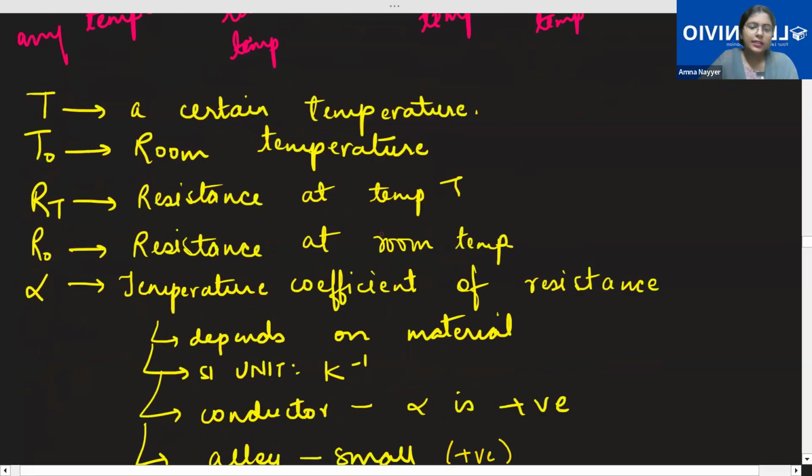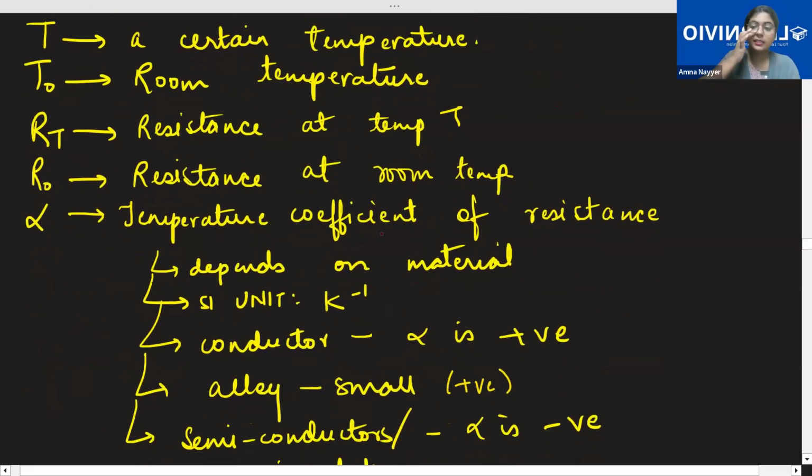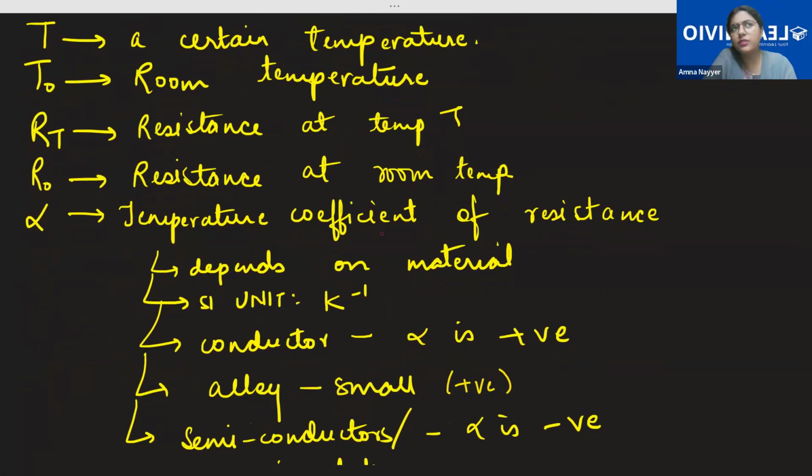Okay, look at this theory part. T is a certain temperature. T naught is the room temperature. Room temperature will be provided to you. If not, you can take 25 to 27 degrees Celsius, but that will be given to you. You don't have to remember it. Resistance at any temperature T, resistance at the room temperature, temperature coefficient of resistance.